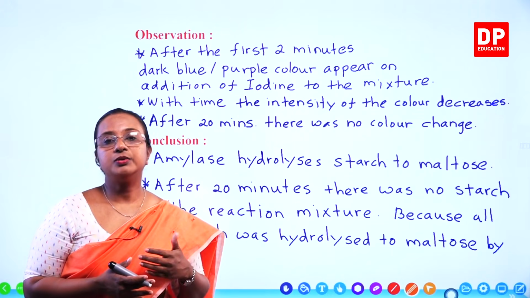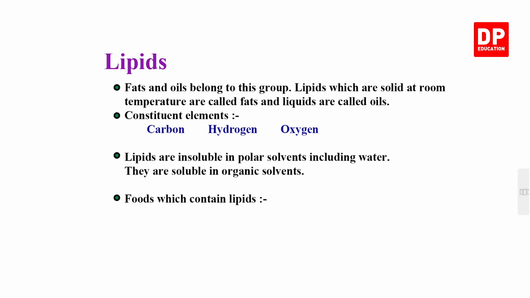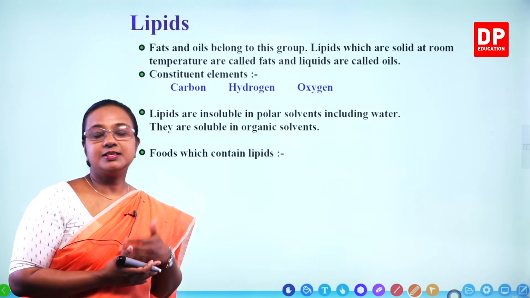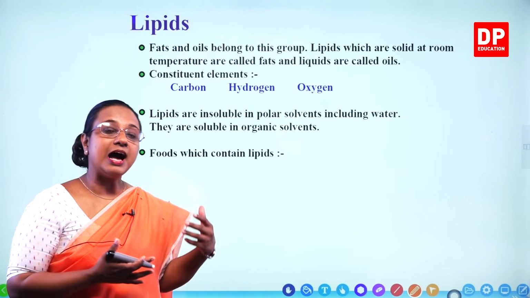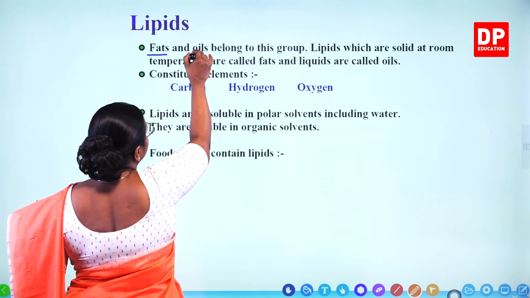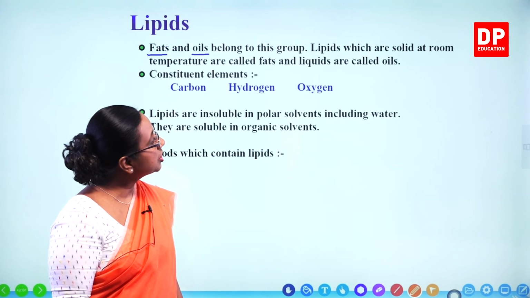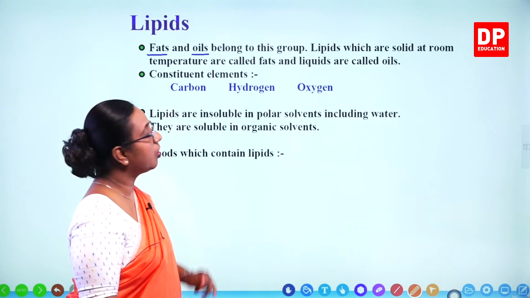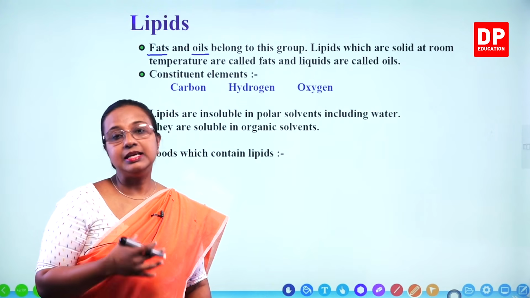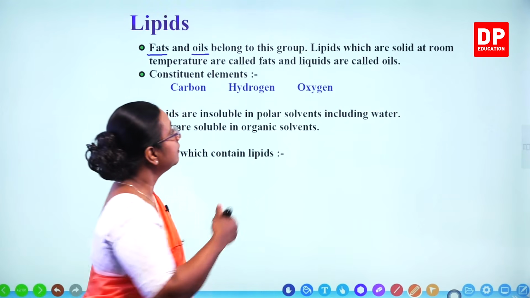Now we will go on to the next type of biomolecules, that is lipids. Lipids. Fats and oils belong to this group. So this is another type of biomolecule, and under lipids there are two types, the fats and oils. This is based on the way they exist in nature. Lipids which are solid at room temperature are called fats. So if we take butter, it is a lipid and it's a solid at room temperature. So butter is a fat.